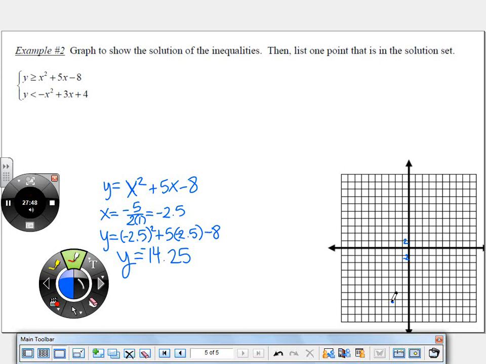But if I plug in 0, okay, I would get negative 8. 0 is an easy number to plug in standard form because that becomes 0, that becomes 0, and then we have negative 8. So for me on my graph, that would be here. And I want to make sure I mirror it on both sides. So this is my parabola. Now as I fill it in, I'll think, should the boundary line be solid or dashed?